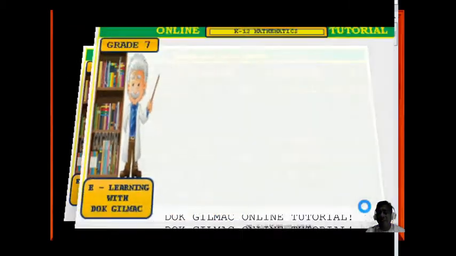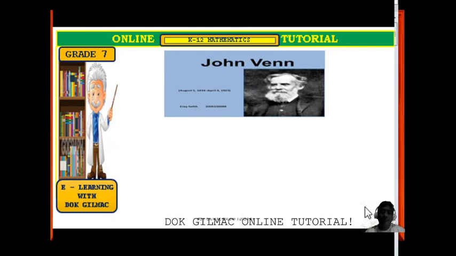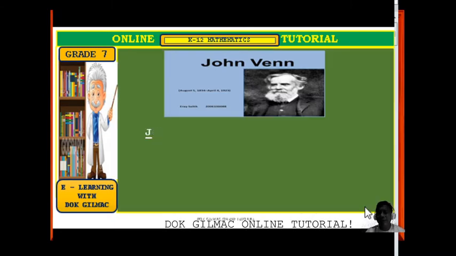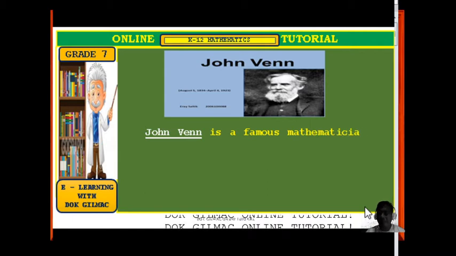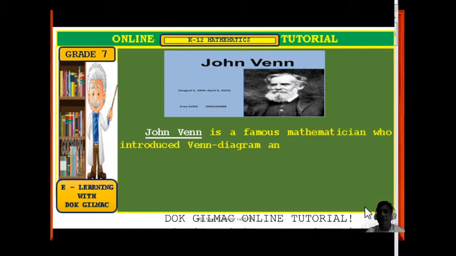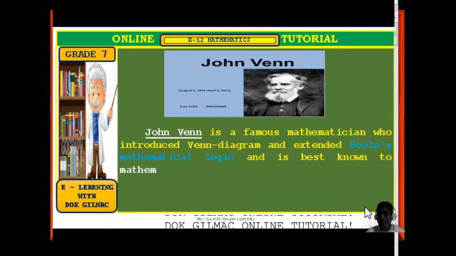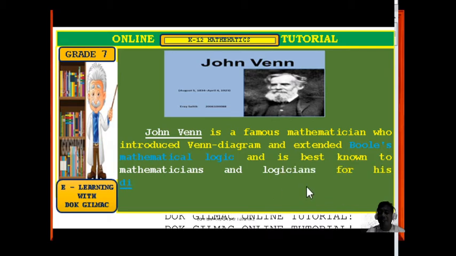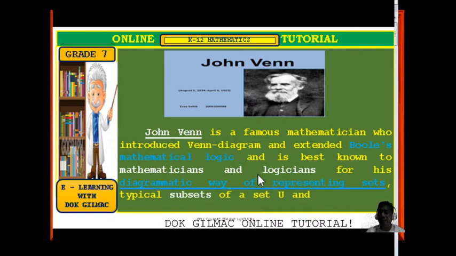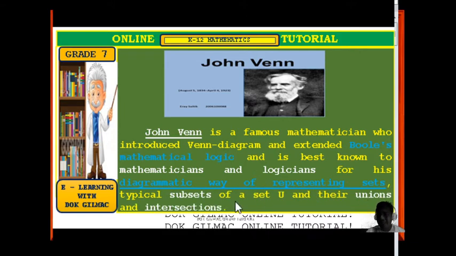Okay? Now, let's have John Venn. John Venn is a famous mathematician who introduced the Venn diagram and extended Boole's mathematical logic, and is best known to mathematicians and logicians for his diagrammatic way of representing sets, typically subsets of the universal set, their unions, and intersections. So, that is simply John Venn. Okay?